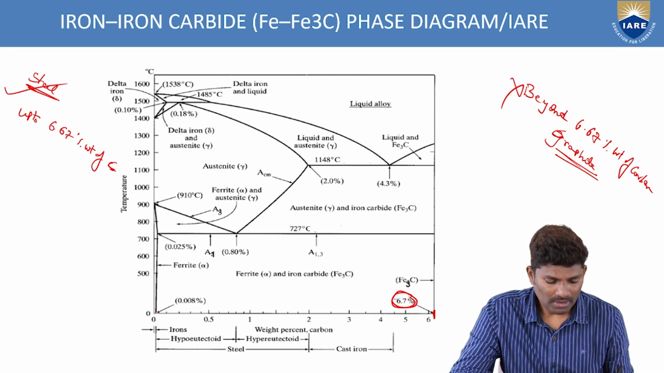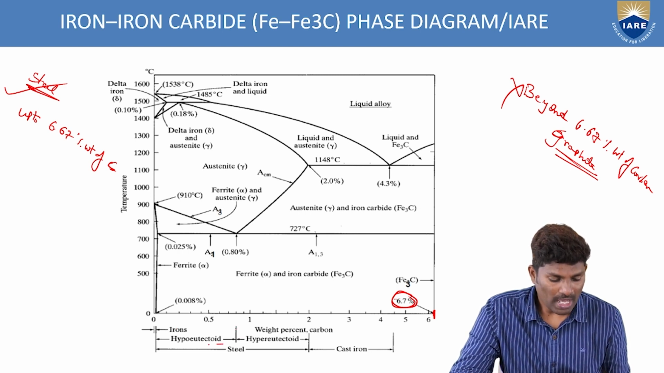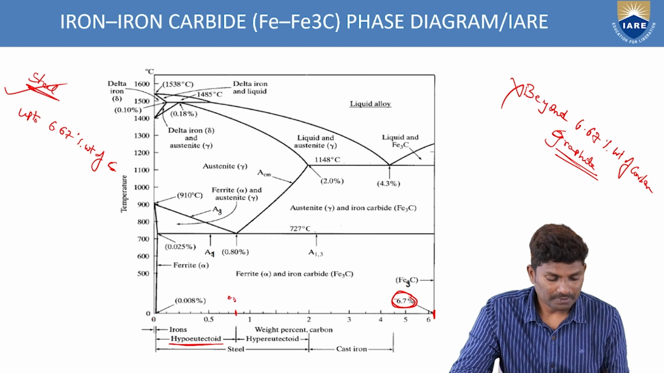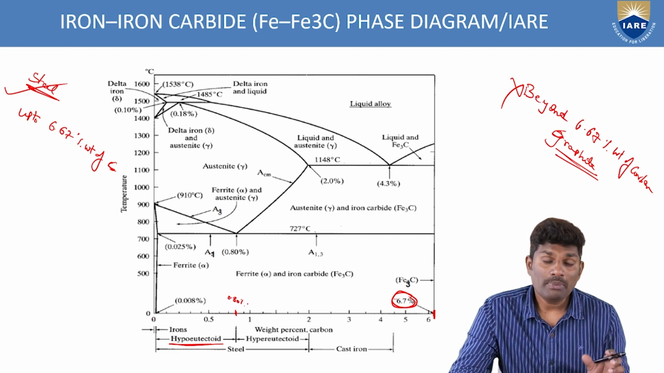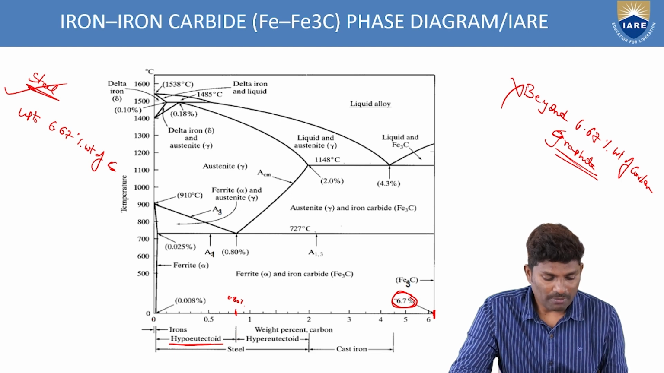So here you have two scales. Hypoeutectoid is from 0 to 0.8. Hypereutectoid means from 0.8 to 2. And eutectoid is at 0.8 point, from here to here.